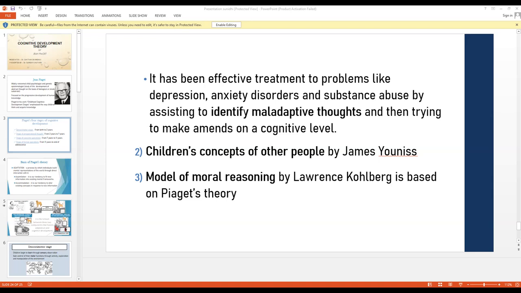Piaget's work formed the basis of James Youniss's theory of children's concept of other people and Lawrence Kohlberg's model of moral reasoning as well. Thank you.